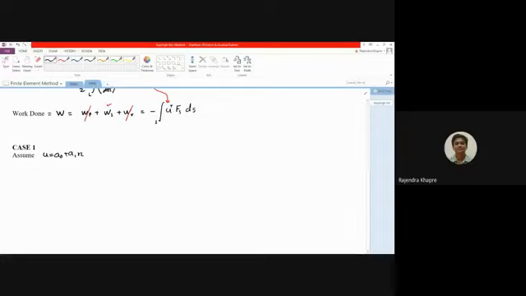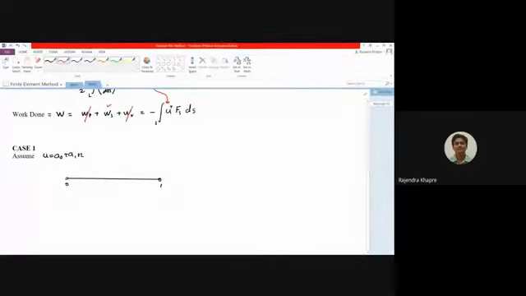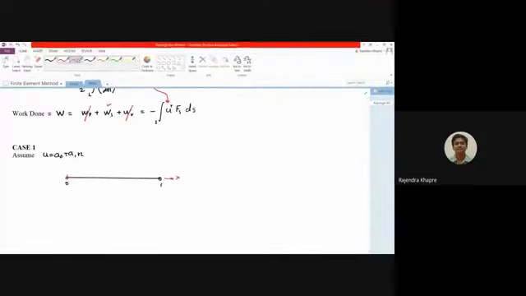Okay, but before applying the boundary condition, let me draw the free body diagram. So this is a simple free body diagram over here. Now I am going to call this point number 0 and this will be point number 1. If I consider this as the origin, this will be my x-axis. So in this particular case you have this coordinate.